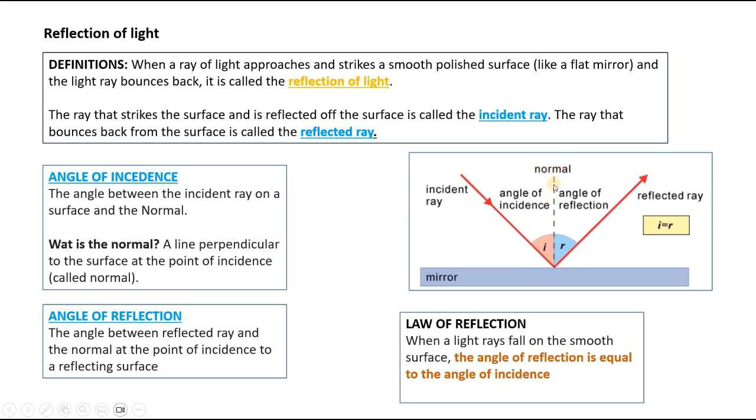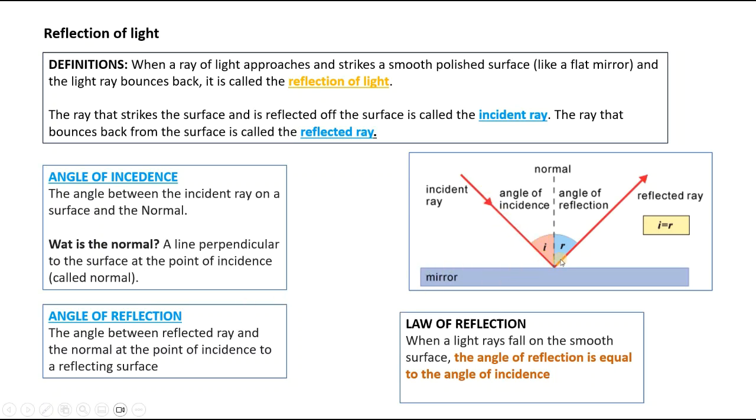Now, what is the normal? The normal is just an imaginary line. We can draw it in the form of a broken line, and it sits perpendicular on the surface of the mirror, and it starts at the point of incidence, or where the incident ray strikes the surface. From there, you draw a perpendicular line. And now the angle of incidence is this angle that forms in between the normal and the incident ray.